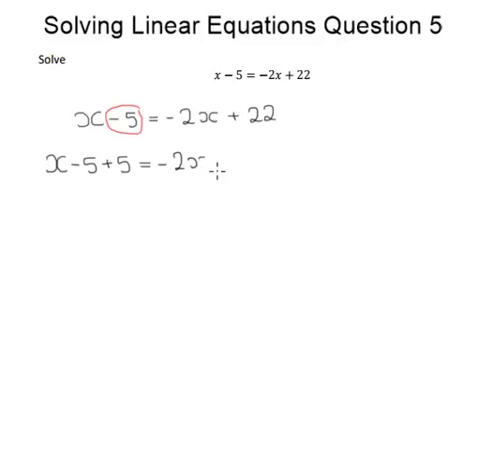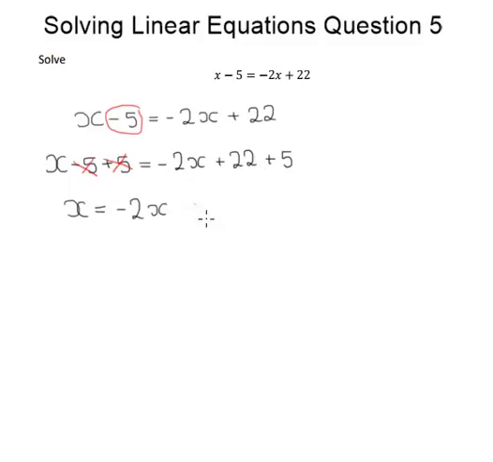Okay, so here on the left-hand side, we have minus 5 add 5. Well, they're going to cancel out. Minus 5 add 5 gives me 0. So on my left-hand side, we have x equals minus 2x. 22 add 5 gives me 27. And we're on to the next step.